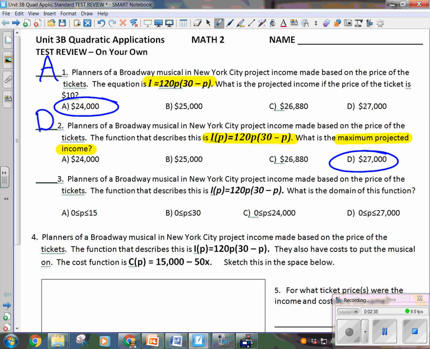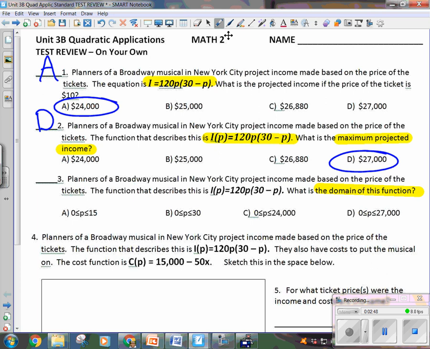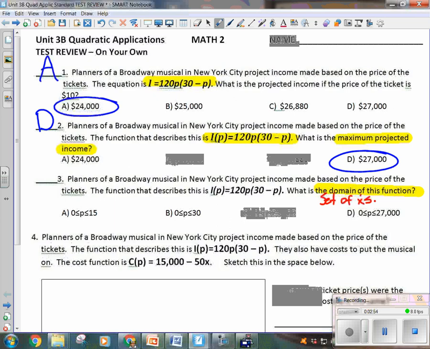And then it says, what is the domain of the function? We need to remember that domain, if I underline that key word, domain of the function is the set of the x's. In this case, my x's are the same thing as the price p. Remember, I'm using an x in place of p. So basically, that means it's the set of the possible prices.